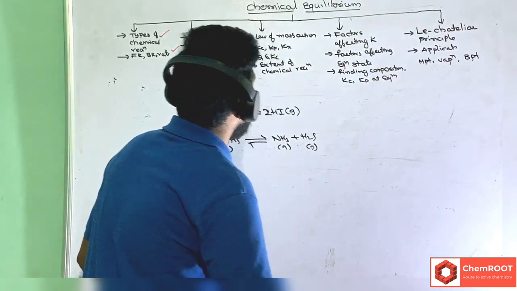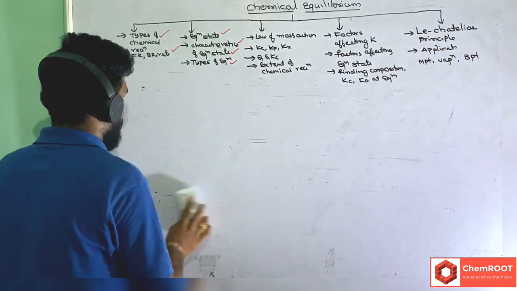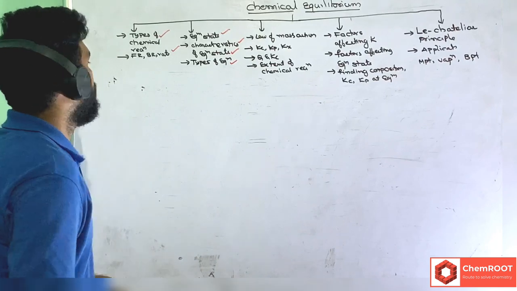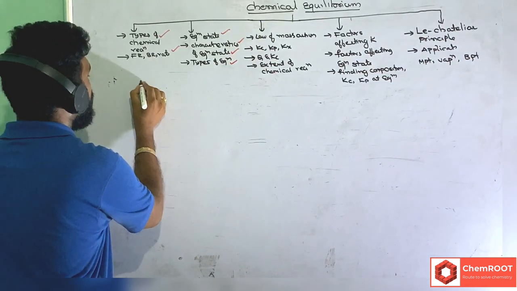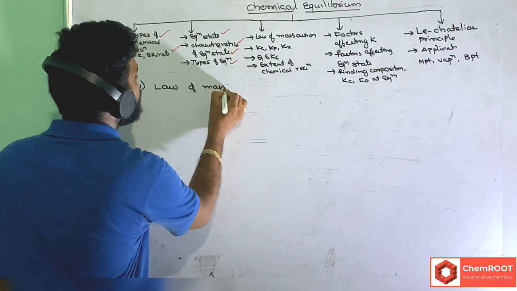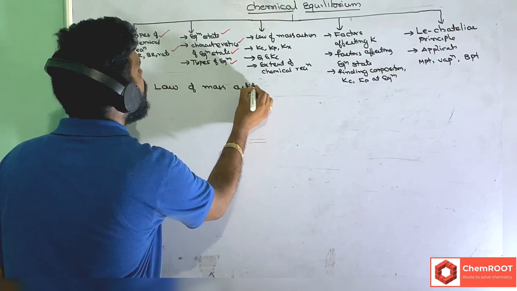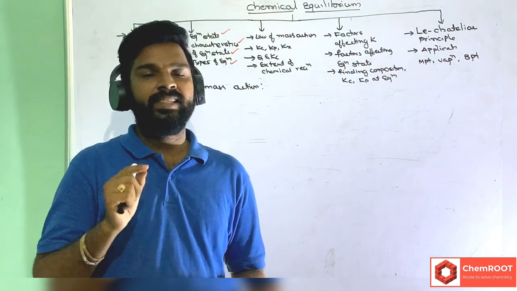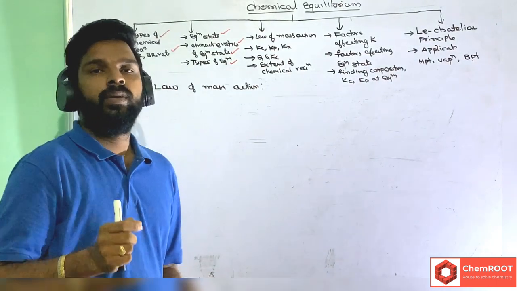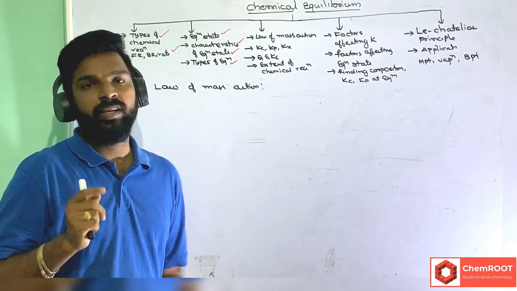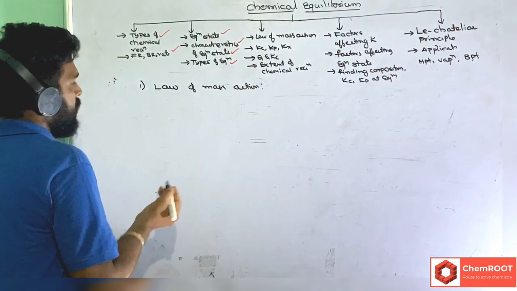Next, we are going to the law of mass action. What is the law of mass action? It says that the rate of forward reaction is directly proportional to the product of active masses to the power of their stoichiometric coefficients. So what is the meaning?